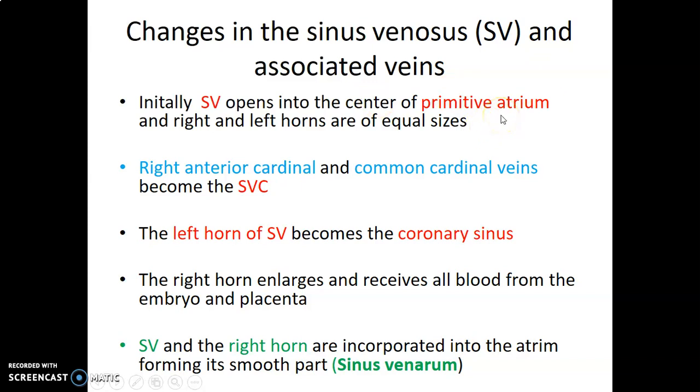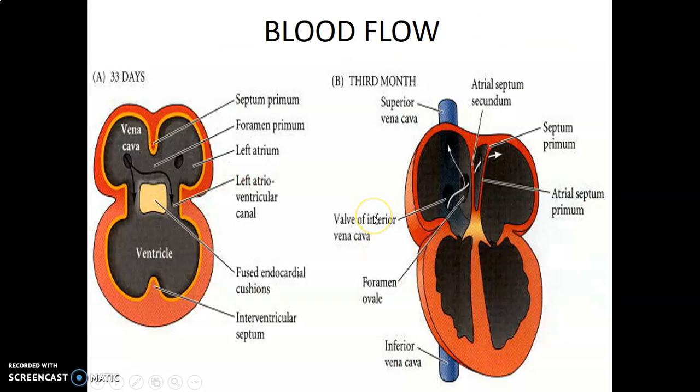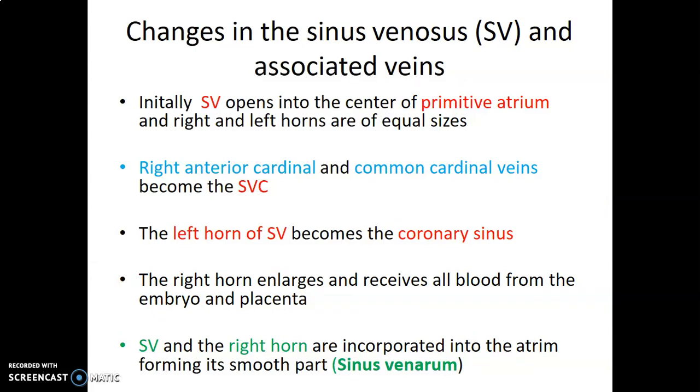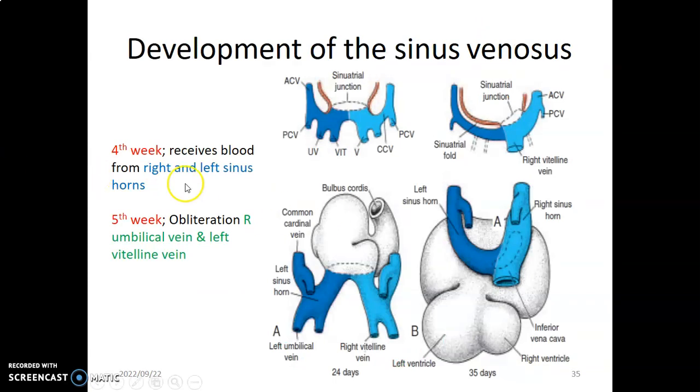Each of the horns has cardinal veins, vitelline veins, and umbilical veins. The right anterior and common cardinal veins join to form the superior vena cava, while the left horn of the sinus venosus becomes the coronary sinus. The right horn enlarges and receives all the blood from the embryo and the placenta. The sinus venosus and the right horn become incorporated into the right atrium and form the sinus venarum, which is the smooth part of the right atrium.